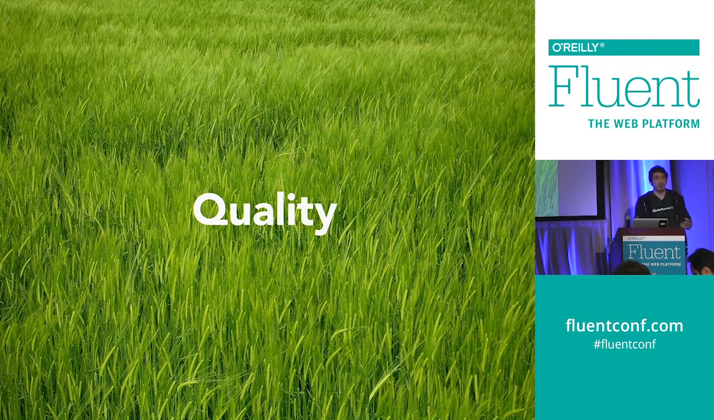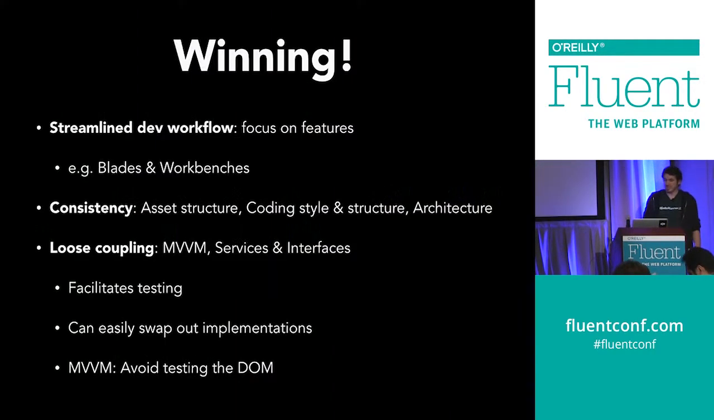So quality, all this is fed into us having this quality application. As a developer, we're productive, we're happier. We've got these standard ways of doing things. We're following conventions. We're doing things in consistent ways. We've got ideas of blades and workbenches. We know where to find our assets. We have a set coding style and structure and architecture. We're consistently using the same architecture, so that's another benefit. Everything facilitates testing, this loose coupling, and we can easily swap out implementations. And we're avoiding hitting the DOM, which, as I said, was one of our big pain points.